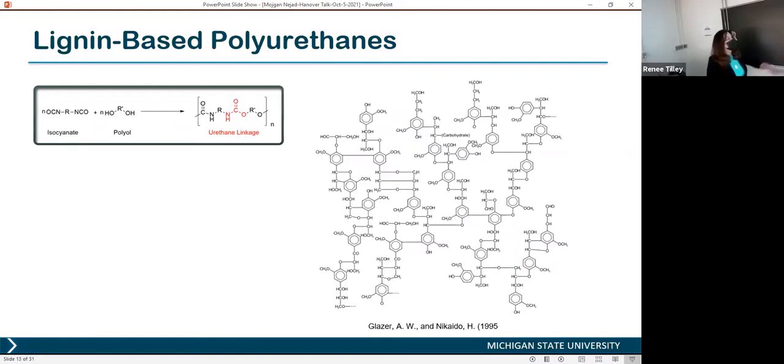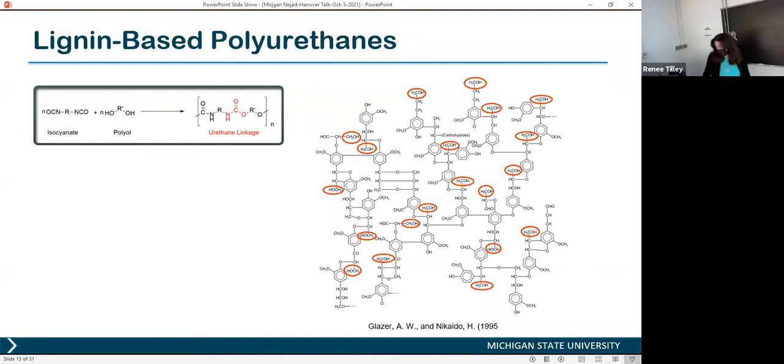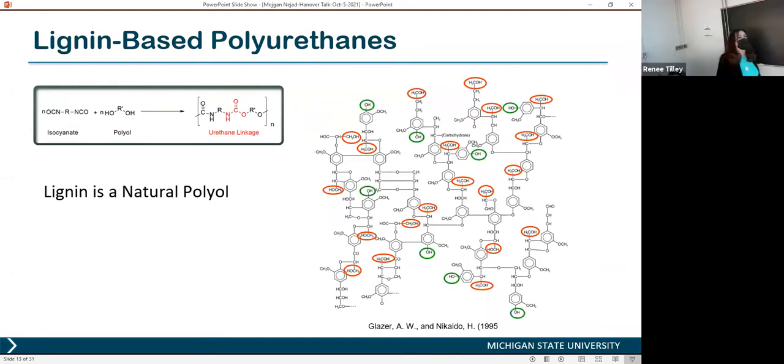When we are looking at the structure of lignin, you see this is a very complex structure. This is the lignin from softwood. In polyurethanes, we have two main components, isocyanate and polyol. Polyol is a compound that has more than one hydroxyl group, OH group, and that's why they make the urethane linkages. But if you look at the structure of lignin, we have so many aliphatic hydroxyl groups, and we also have so many aromatic hydroxyl groups. Basically, lignin is a natural polyol, and that's why we target that to find out how we can make lignin-based polyurethanes.